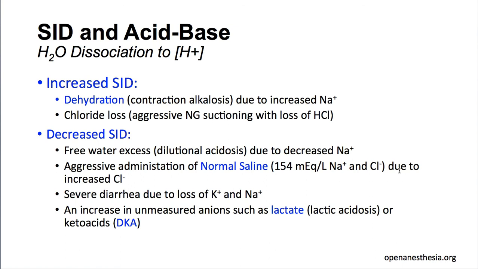And then if you're losing chloride from aggressive NG suctioning, that's losing an anion. So if you lose an anion, you don't want as many hydrogen ion protons around, positively charged, so there's less dissociation of water. Hydrogen ion plus hydroxyl ion goes back to water, and you actually have less hydrogen ions, and you have increased strong ion difference with metabolic alkalosis because of the loss of HCl. This is something that you're going to have to think about and go over in your head, strong ion difference and anion gap, to make sure you understand.